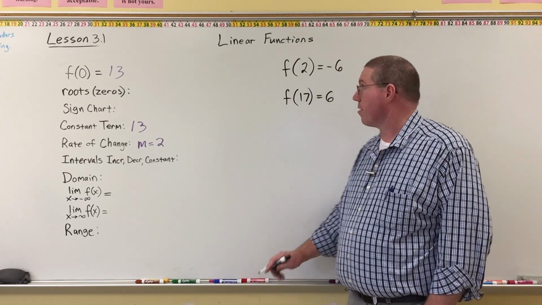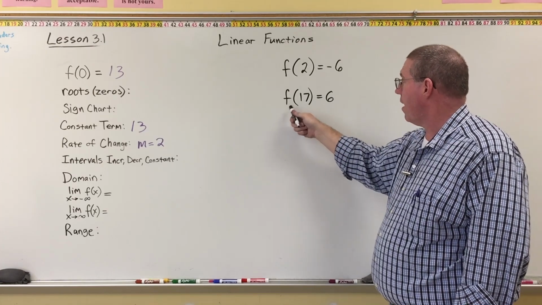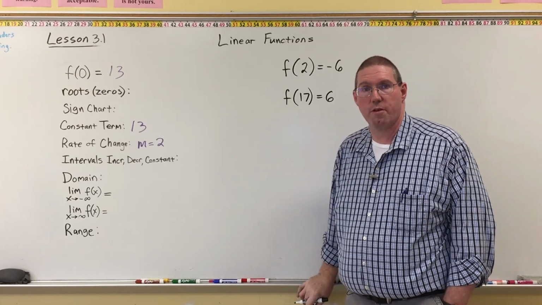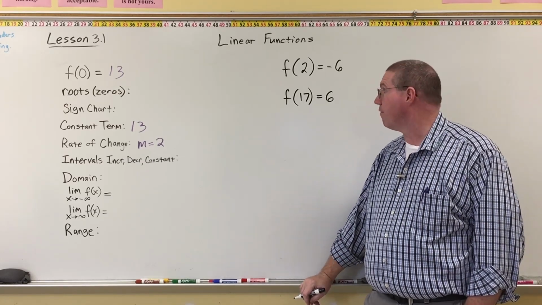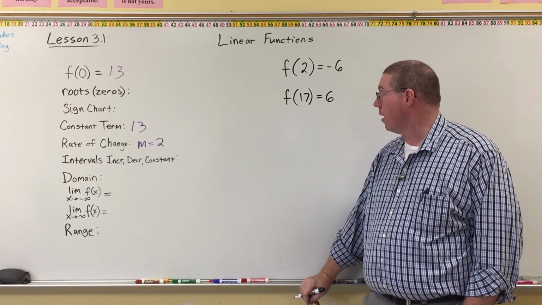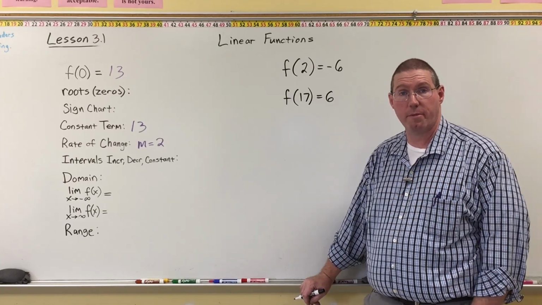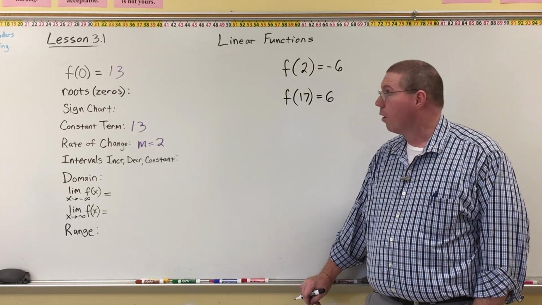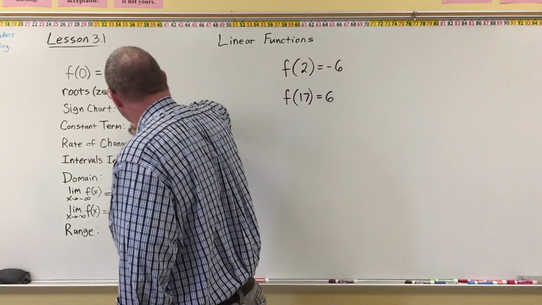All right, so here's another example. We have f of 2 is equal to -6, and f of 17 is equal to 6. Why don't you pause the video and see if you can figure this one out, and then I will work on it and see if you got the same thing I got, okay? All right, so we know we want to find the rate of change. So let's erase this last example here.